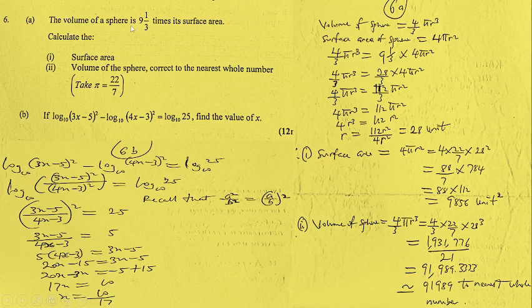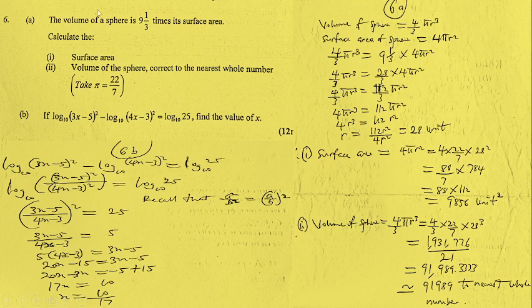And we are told that the volume of the sphere is 9 over 9 O number 1 over 3 times its surface area. The question is, what is the formula for finding the surface area, and what is the formula for finding the volume of a sphere? Now the volume of a sphere is 4 over 3 pi r cubed, while the surface area of a sphere is 4 pi r squared. So these are the two formulas for finding the volume and the surface area of a sphere.